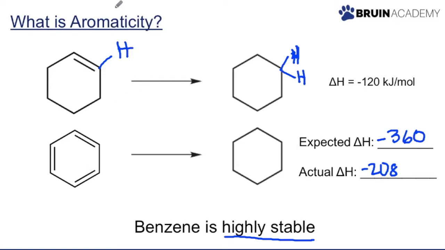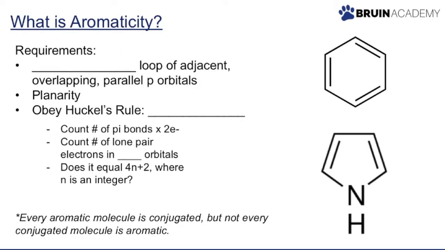This is because it has this characteristic of aromaticity, which basically means that you have a very, very stable molecule that's brought about by a certain number of pi electrons and a certain number of p orbitals. We're going to go a little bit more into detail about that on the next slide.